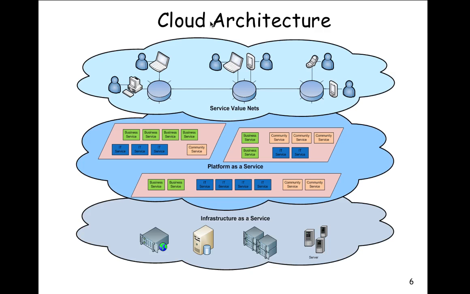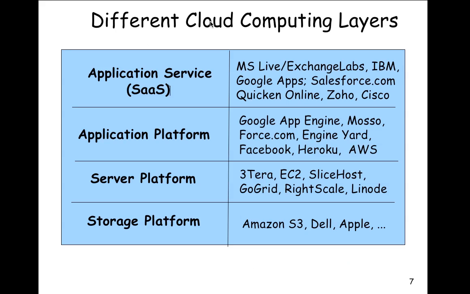We looked at the cloud itself in terms of the architecture, the service value network that sits on top of the platform for the services, that sits on top of the infrastructure. So the hardware, cloud-ish middleware, and then we have the applications that run on it. And I started defining some of the different computing layers. The left-hand side is showing you the terminology. The right-hand side is giving you some examples of some companies that are implementing some of the concepts.